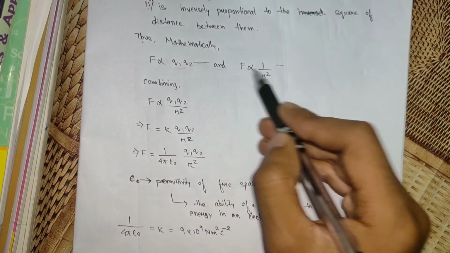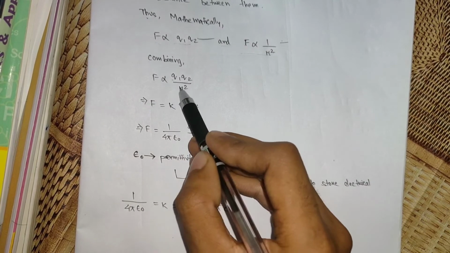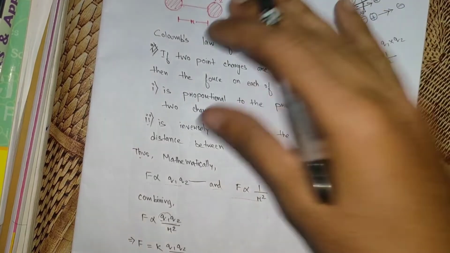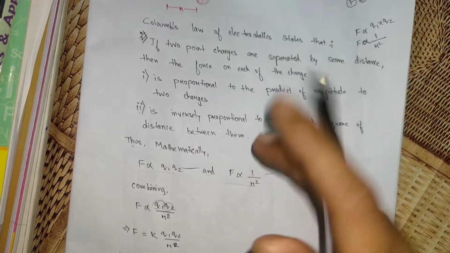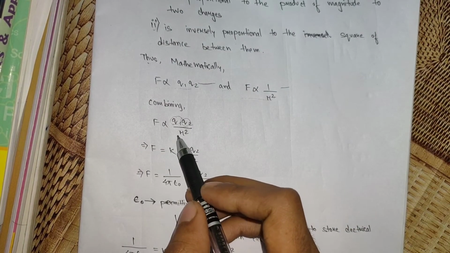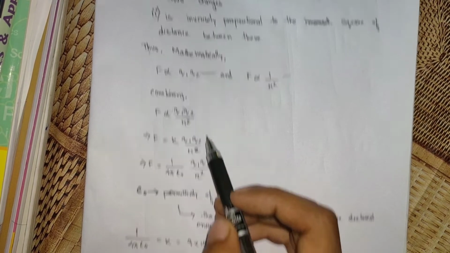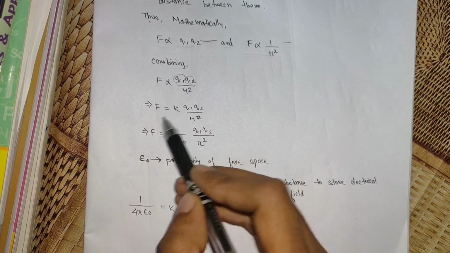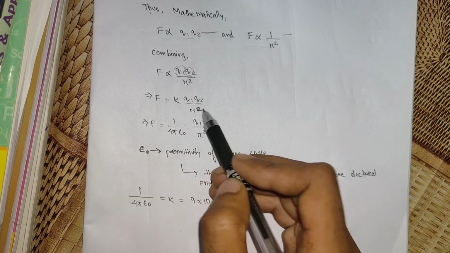As both of these are proportional to F, we can write F is directly proportional to q1 q2 by r square. q1 denotes the charge of this body, q2 denotes the charge of this body, and r depicts the distance between them. So F is proportional to q1 q2 by r square. Now if we remove the proportionality sign, we get a constant k. So F equals k q1 q2 divided by r square.